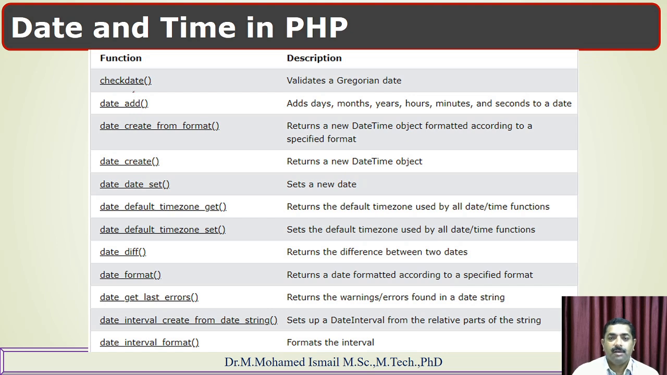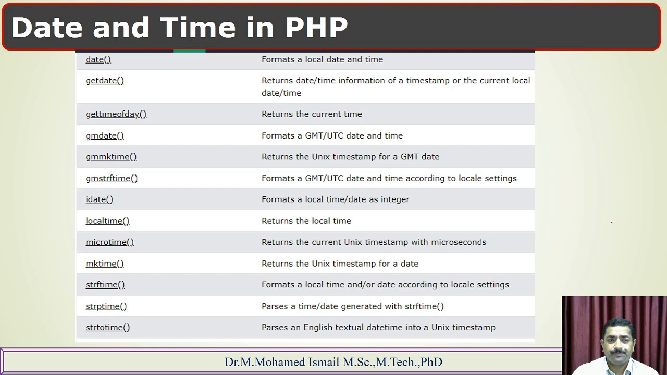checkdate validates a Gregorian date. Like that, date_add adds days, months, years. date_create returns a new DateTime object. date_set sets a new date. date_diff, already we have seen, returns the difference between two dates. date_format formats a date according to the specified format. date_interval_format formats the interval. getdate returns the date/time information of your timestamp or current local date/time.